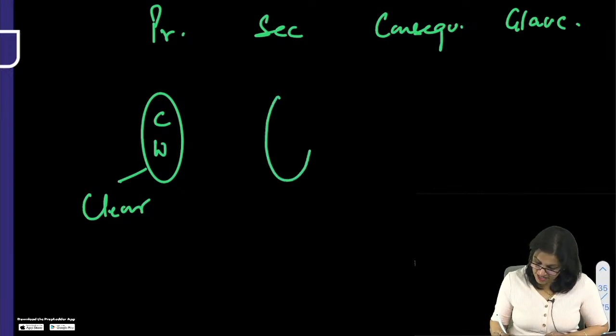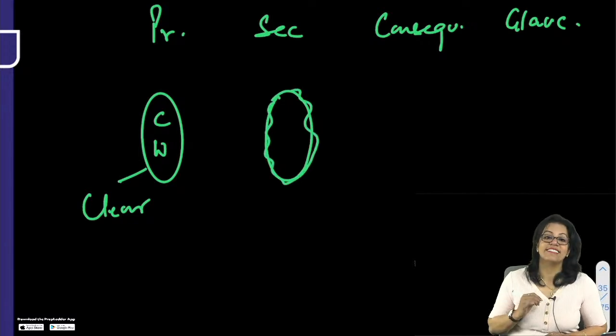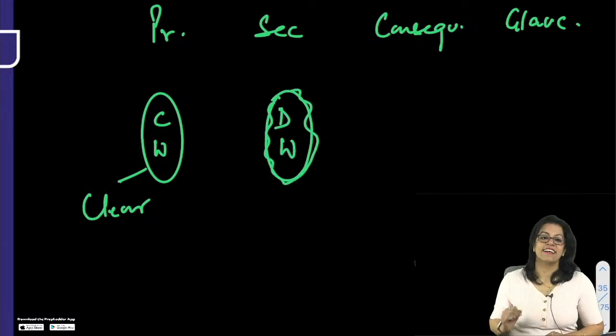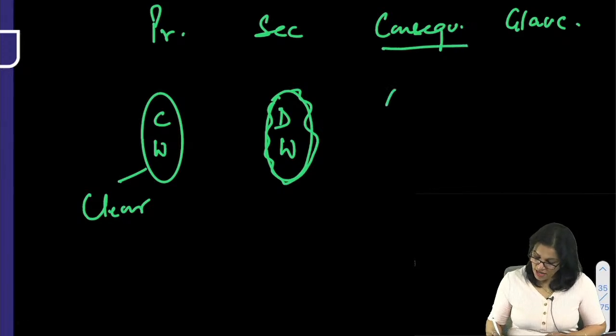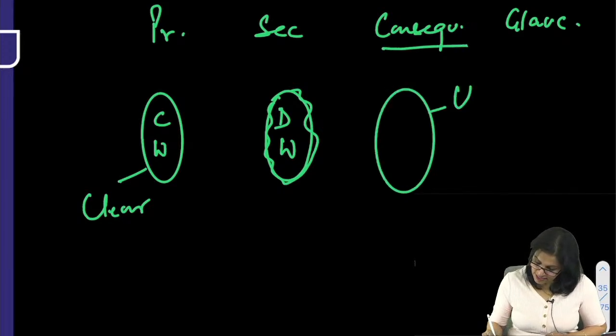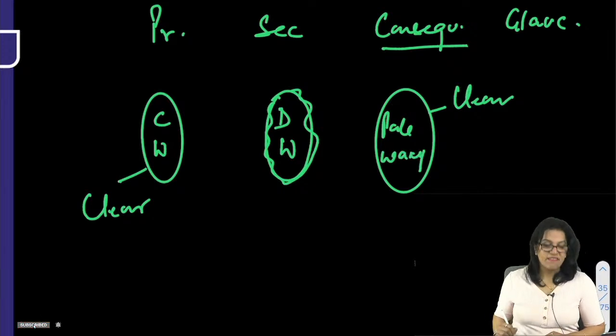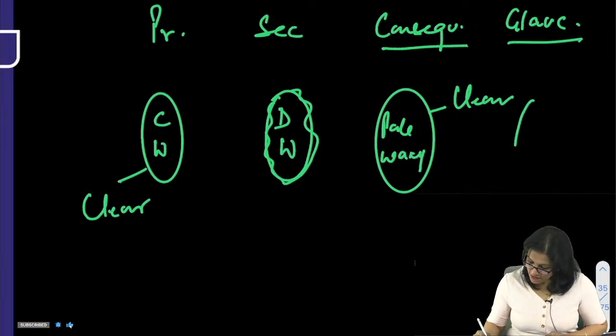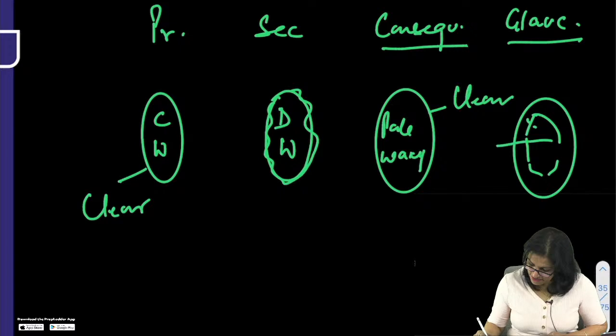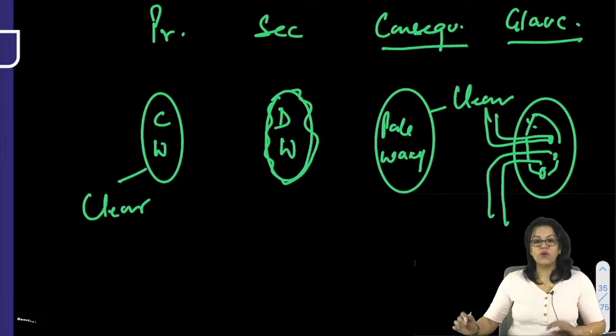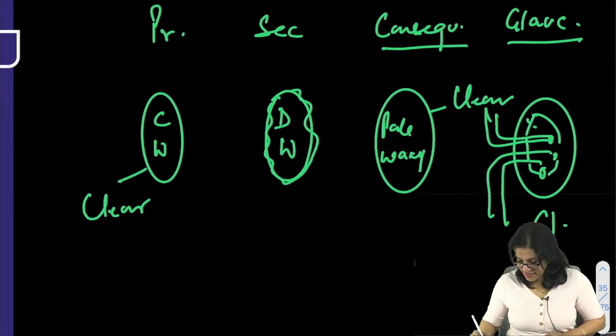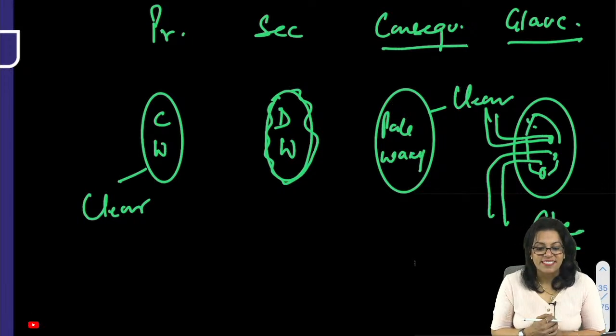Then we come to the secondary. Secondary is a blurred margin and this is dirty white in color. Consecutive, as I just said, is again a clear disc margin and it is a pale waxy disc. This is how we describe it, pale waxy disc. And glaucomatous, I think everybody should know the changes in glaucoma, that is cupping of the disc, nasal shifting of vessels, double bending of vessels, laminar dot sign. So, all those things we will talk about today as well, is glaucomatous optic atrophy.